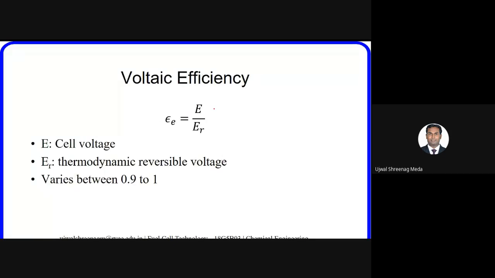So the next form is the voltaic efficiency, a slight variant, where the efficiency is purely based on the voltages. That is the cell voltage, the measured voltage, and the thermodynamic reversible voltage. We are not taking the fuel utilization coefficient into account, and this is defined as voltaic efficiency. This kind of efficiency varies between 0.9 and 1 on average usually. That's how it will be.